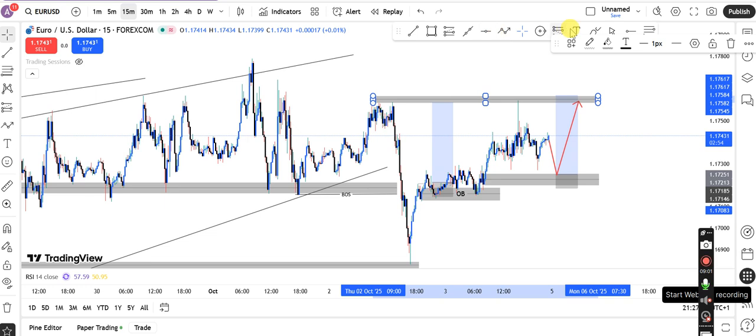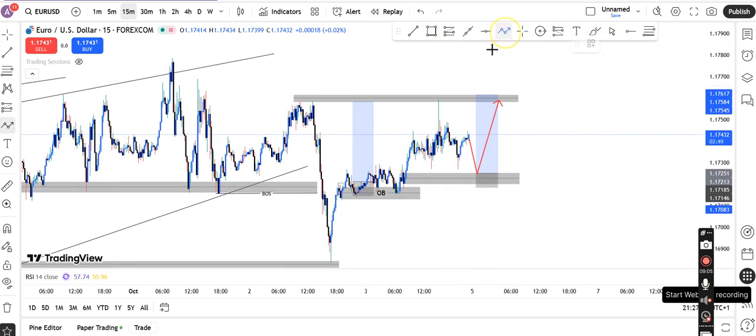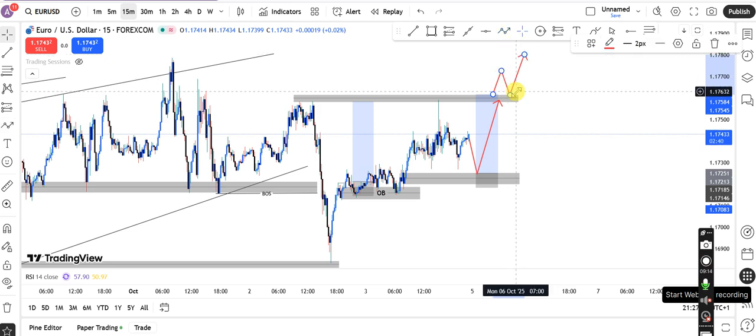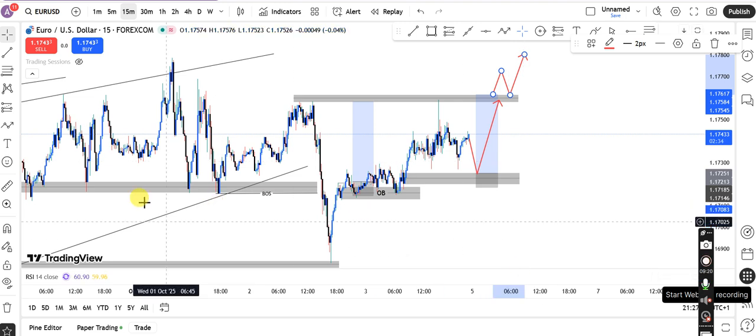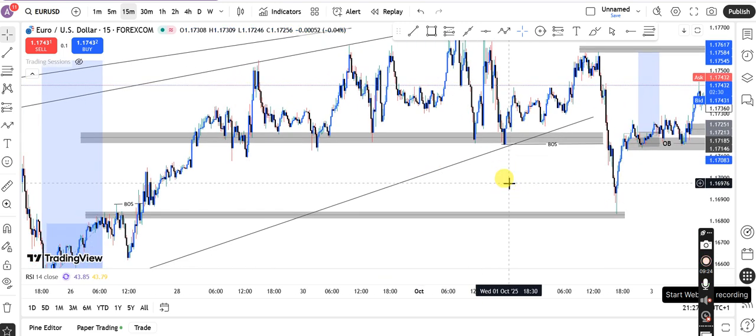If it goes from here, it might break this structure, allow it to tap back, then hopefully you might be entering into another sell there, or you might see the market reacting back. So that's when maybe you might be looking for a sell. So that's how EUR/USD has performed.